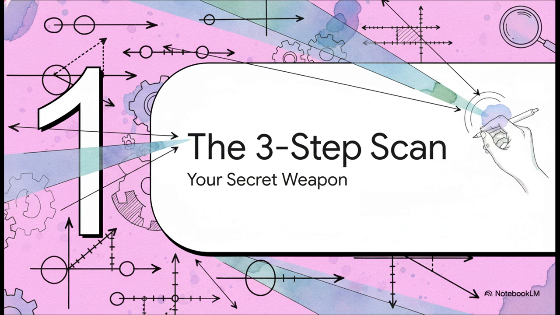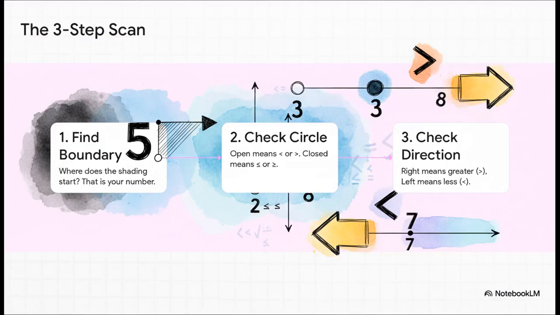Well, we're going to use a super simple but really powerful tool I like to call the three-step scan. Think of it as your secret weapon for turning any graph into the right inequality. And here it is. It's just 3 quick checks. First, find the boundary. That's just the number where everything kicks off. Second, check the circle. Is it empty or is it filled in? That's going to tell you if the number itself is included. And third, check the direction. Which way is the arrow pointing? Left or right? That'll tell you if we're dealing with less than or greater than.